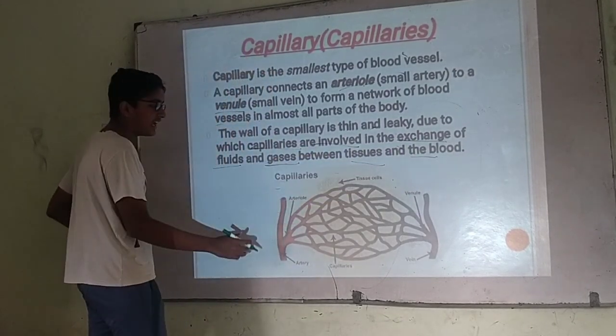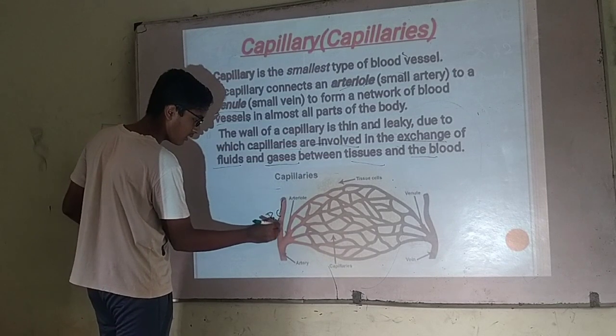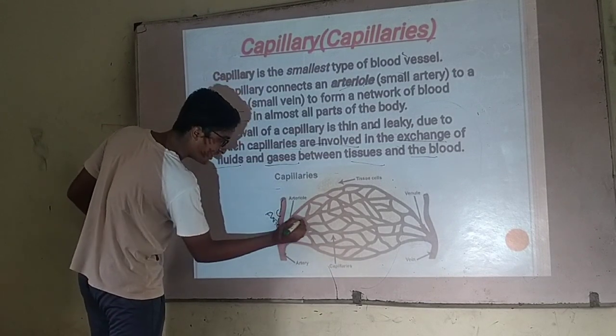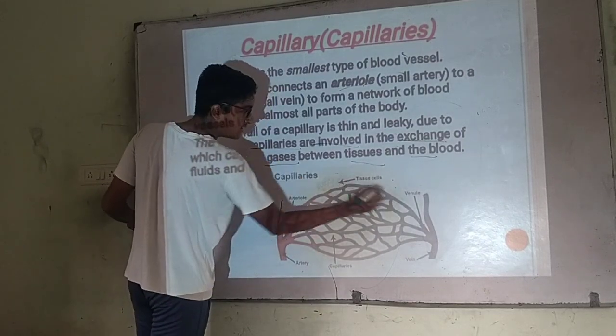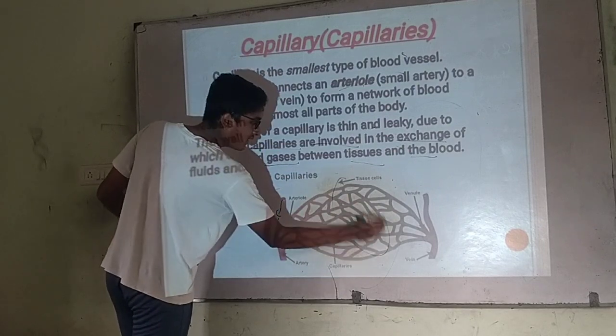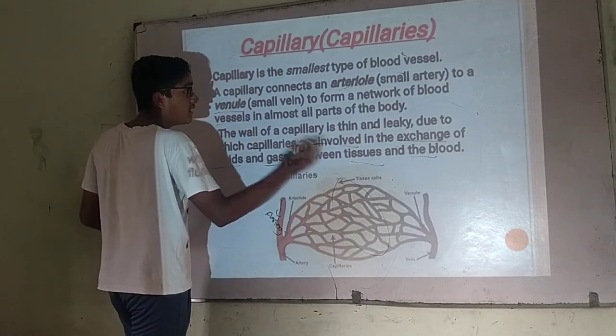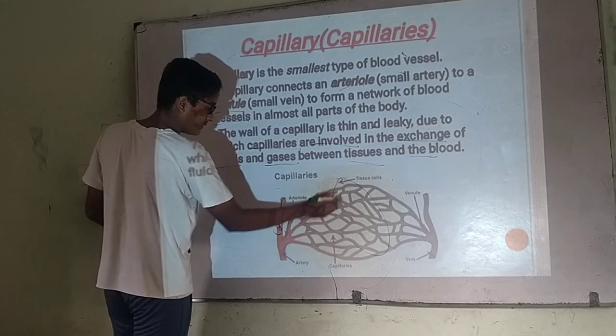So in the given diagram, we can see this is an artery from which an arteriole is separated, and it connects with a venule which again connects to the veins. So this is the part where the exchange of fluids and gases takes place between the tissues and the blood.